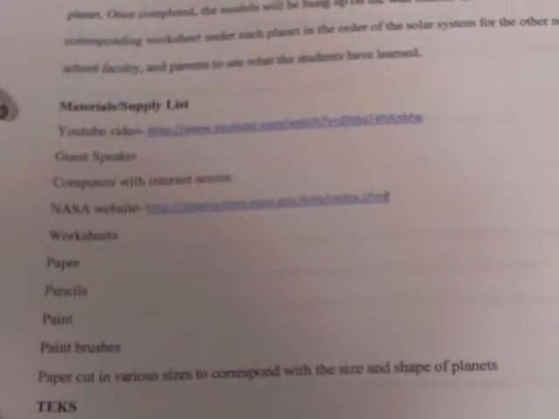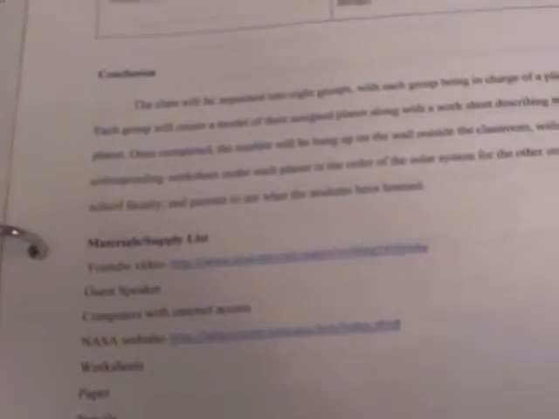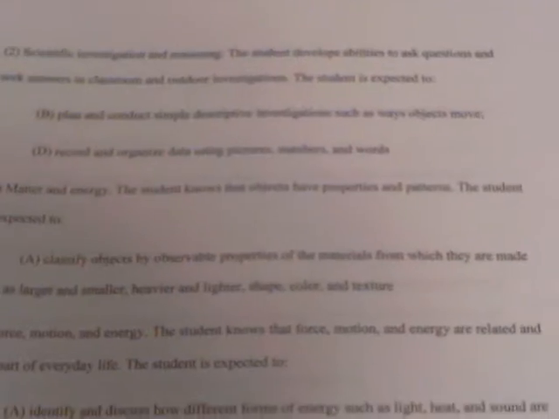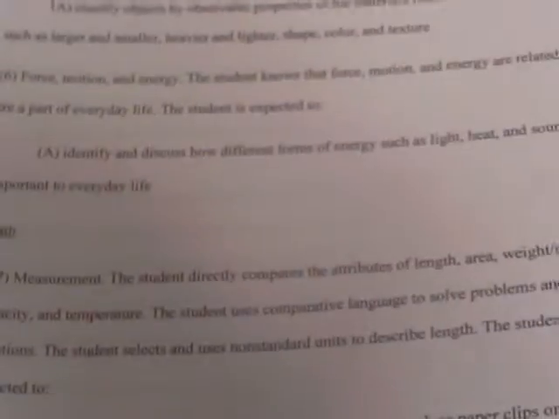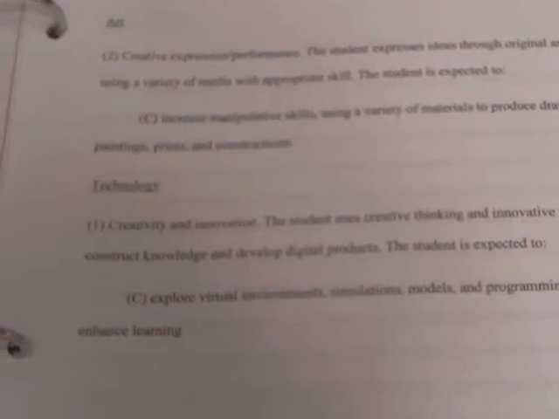I would like to have a guest speaker for my unit. I think that would really get the students involved. Here are the TEKS that I plan on having throughout my unit. So you can see there's science and math, as well as English language arts, and art and technology.